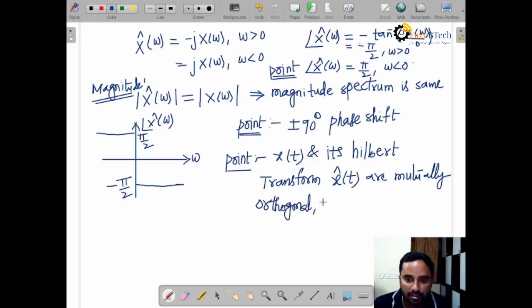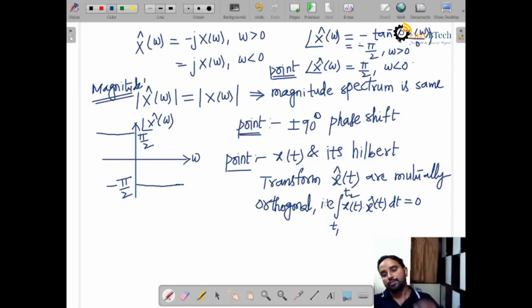What is the meaning of mutually orthogonal? The integral of x of t into x cap of t will become 0 over certain limits, a certain time interval t1 to t2. So this is all about the Hilbert transform.